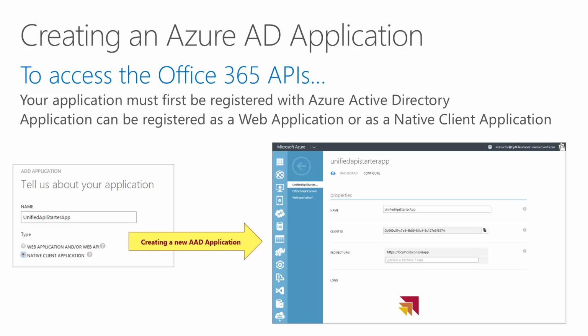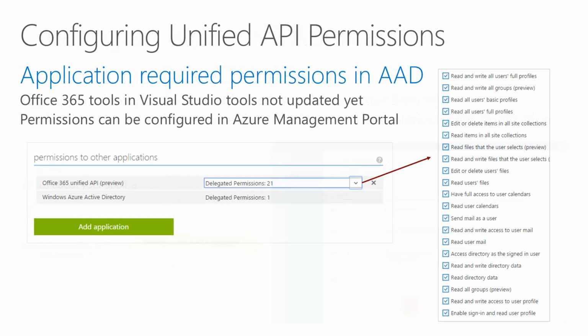I give it a name. I give it a client ID. The client ID is going to be very important because that is the GUID that we use to identify who we are when we're talking to Azure. So the client ID becomes basically the name of your application. Now, another thing that we have to do is we have to configure permissions.